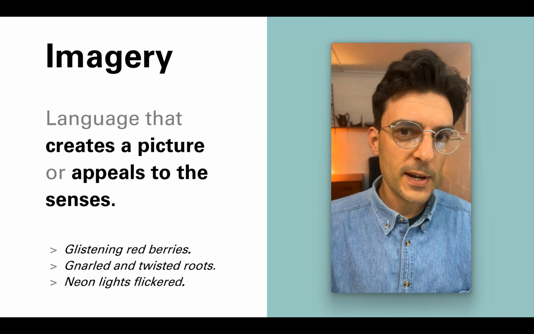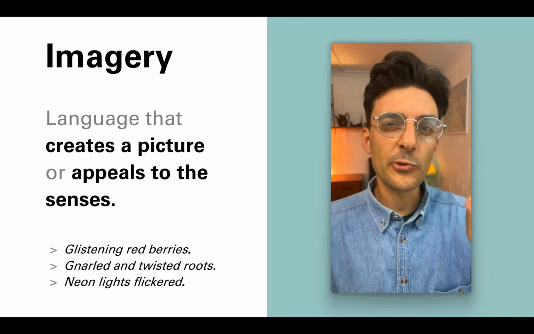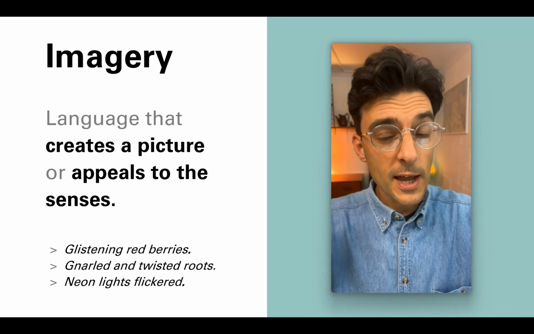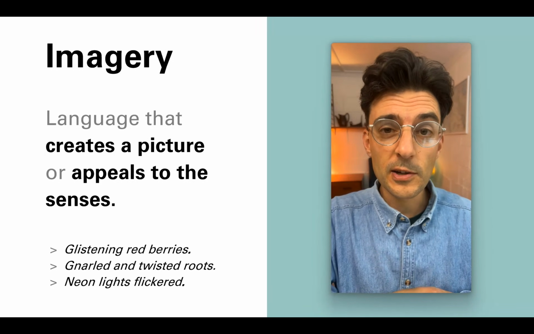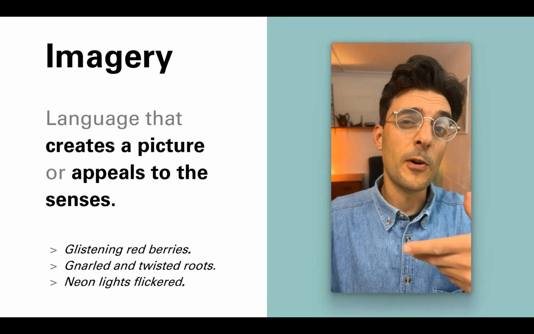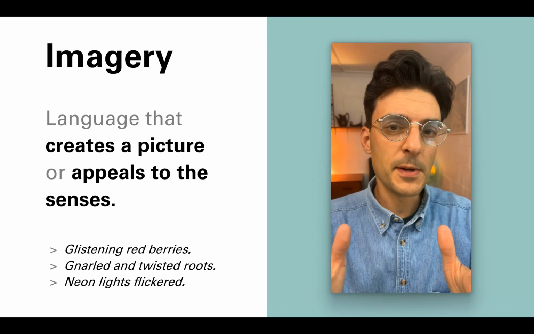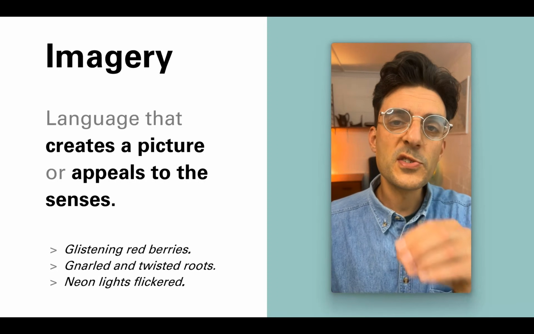Imagery. 3 examples for you. Glistening red berries. Okay, the language there is really painting a picture in my mind of what these berries look like. I get the description of them being red and glistening, so I can see them in my mind. That's imagery. Gnarled and twisted roots.